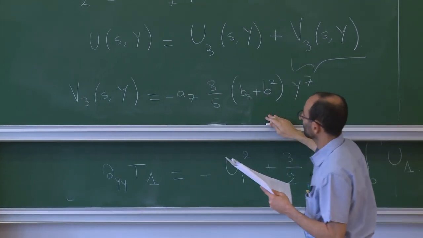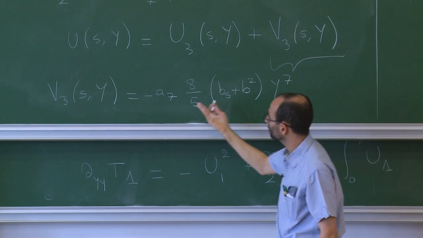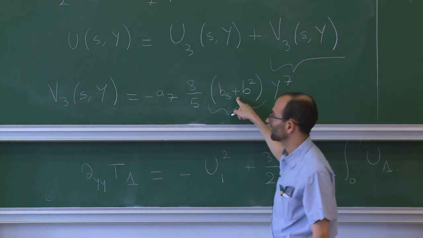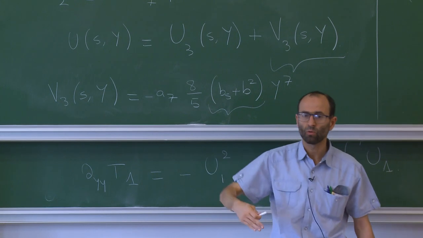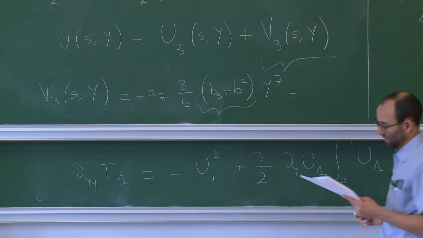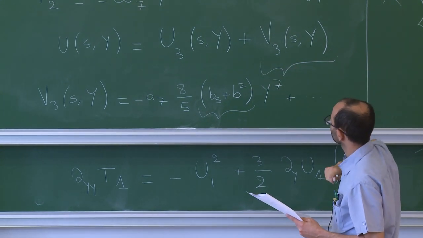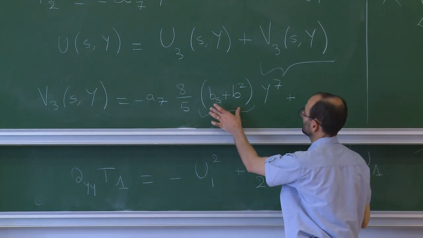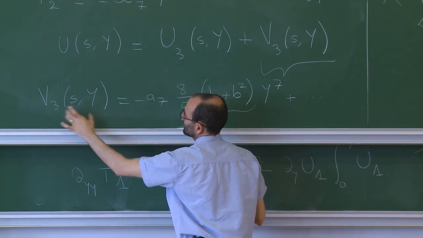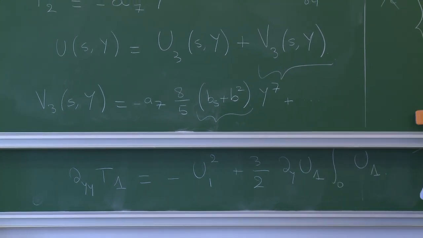Of course, now when I write down the precise thing, I put back BS plus. And actually, the control of V3 will allow me to control this guy. This is how the control of this guy will be coming. It will come from controlling V3 over y to the 7, plus other terms, like y to the 8 and so on. But at the end of the day, this is how the law on BS plus B2 will be derived. It will be derived from getting some good estimate on V3.